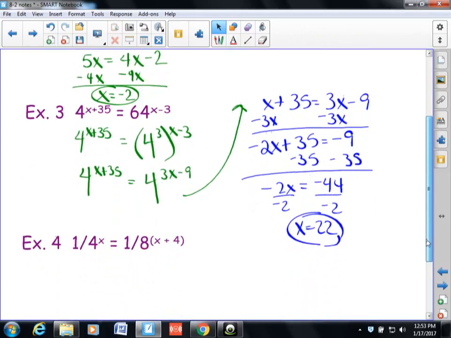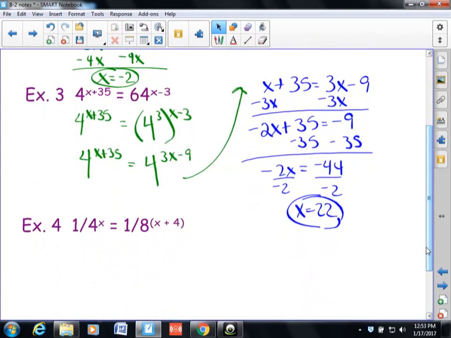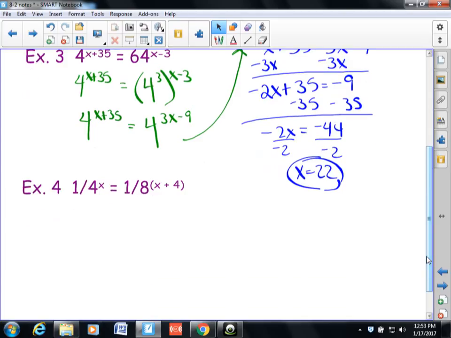All right. So far we have worked with bases that are integers. Now we're going to look at bases that are fractions. So if you think about these bases that are fractions, and really I should put parentheses around this, it's 1/4 raised to the x, not 1 over 4 to the x. All right, so we've got 1/4 raised to the x, and we've got 1/8 raised to the x plus 4.